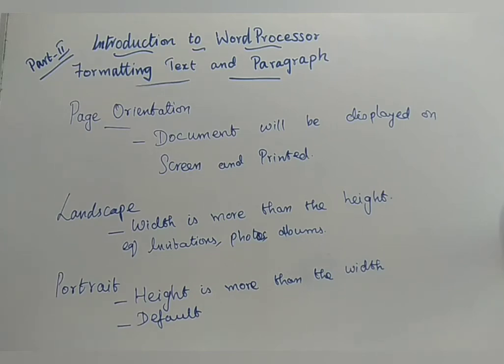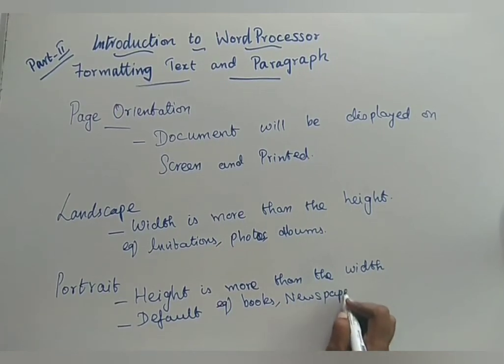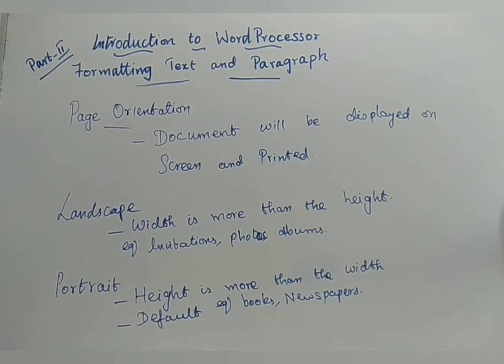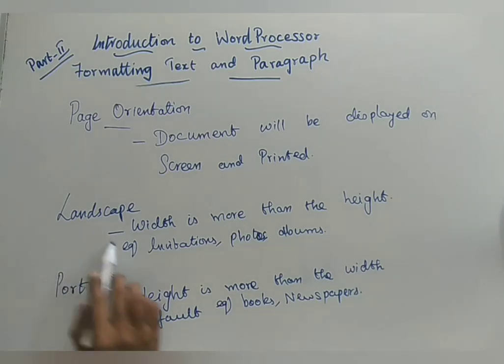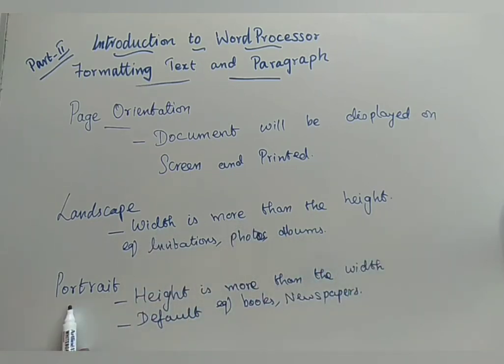So where can you see the portrait orientation? The most familiar examples are books and newspapers. So there are two types of page orientation. First is landscape and the next is portrait. Very simple, just remember in a simple point: landscape is where the width of the document is more than the height, and portrait is where the height of the document is more than the width.